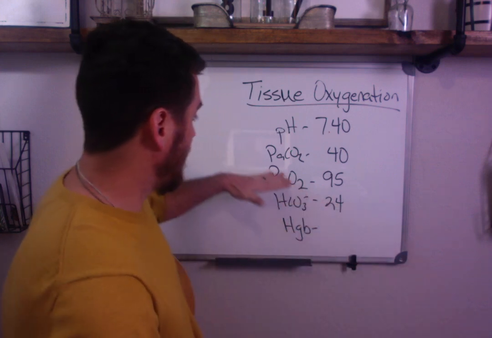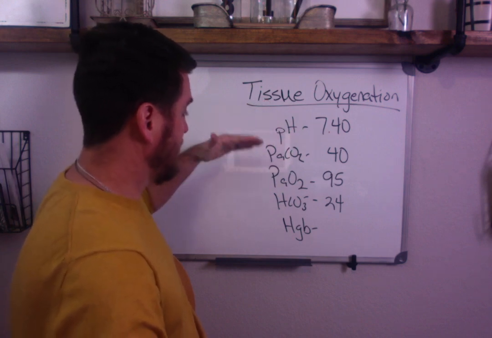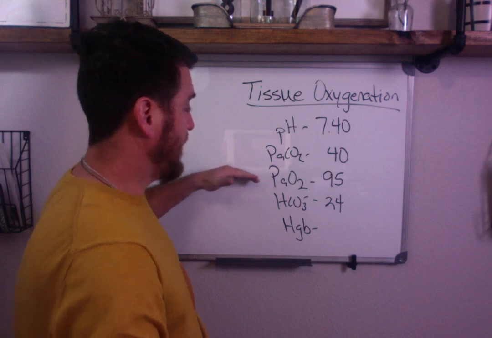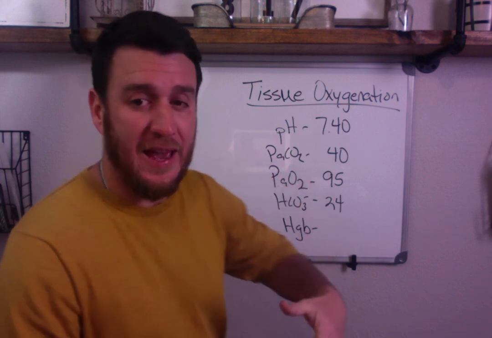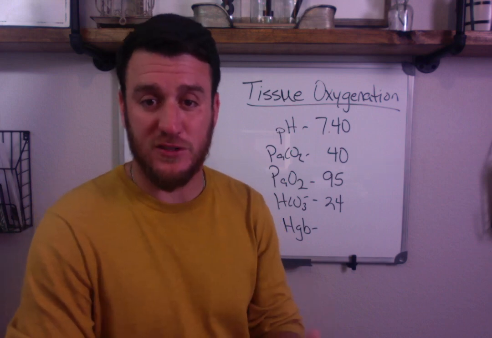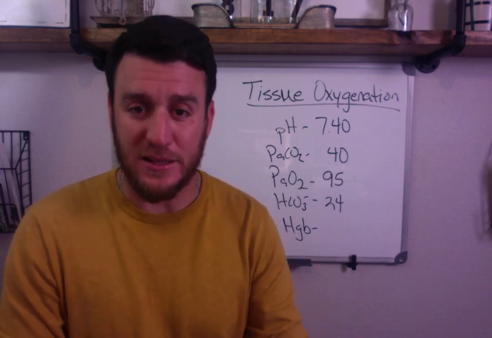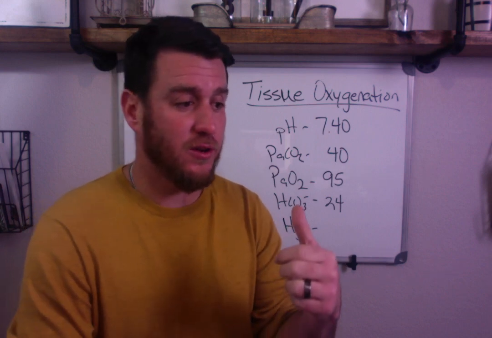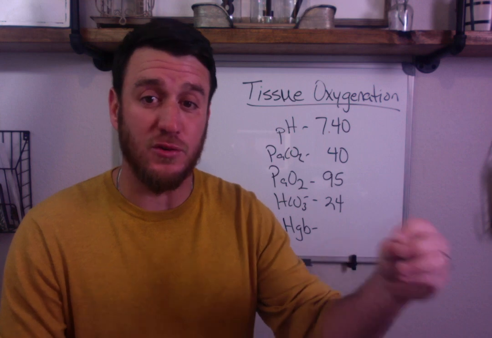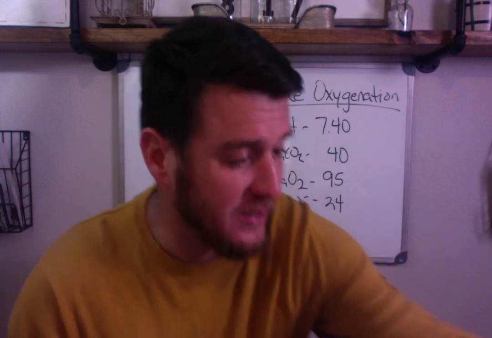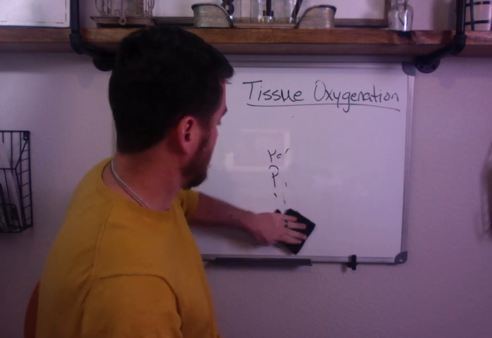Because what you need to understand about this is that while your pH and your CO2 and your bicarb are normal, and your PaO2 is also normal, what your blood gas is reflective of, specifically your PaO2, is more of a reflection of external respiration. So I want to erase this and I want to talk about this concept for just a second.